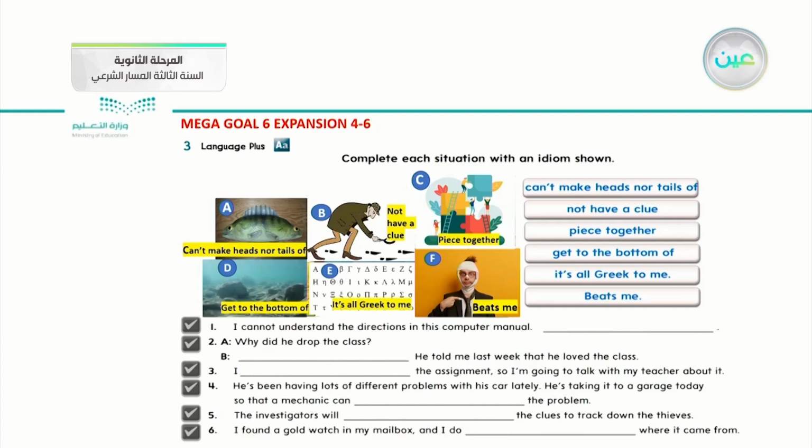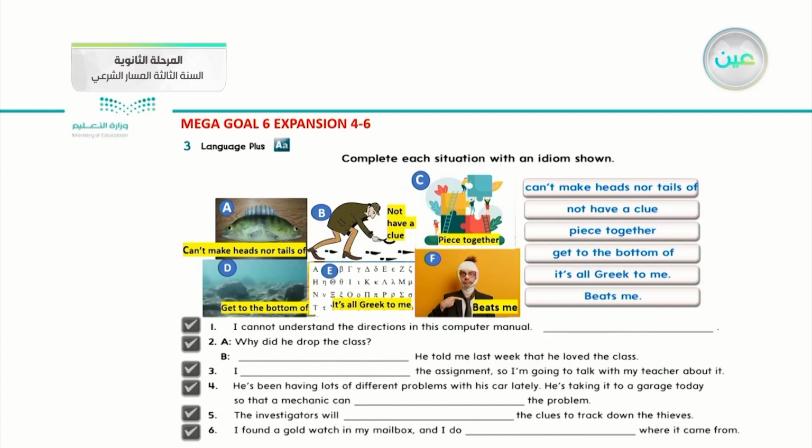Number 1, look at that one. What you can see here? What do you think it is strange in that picture? What do you think it's a mystery with it? So from my opinion, I think that there is a fish with 2 heads, and we can find animal with 2 tails, and so on. That's what we're calling it. Can't make heads nor tails of. This is about letter A. Let's go for the second one.